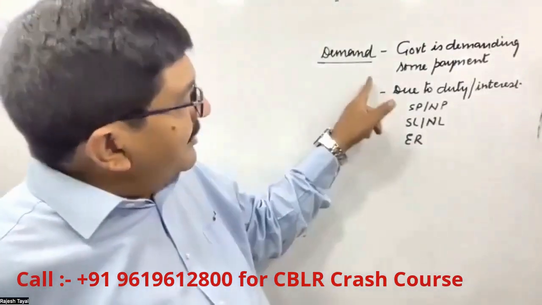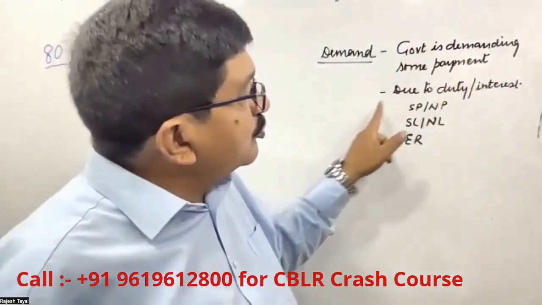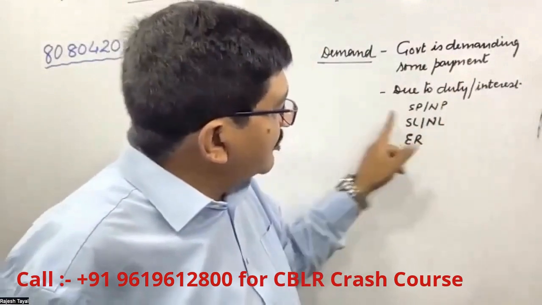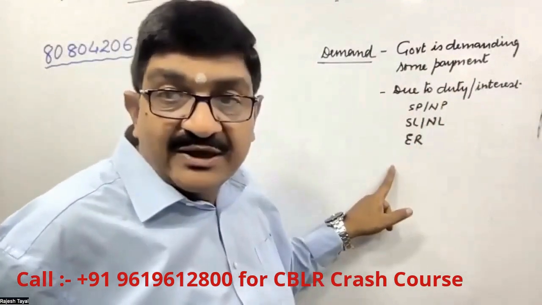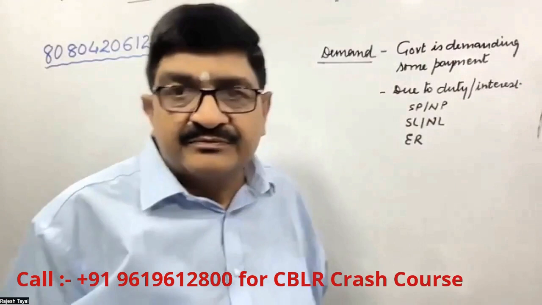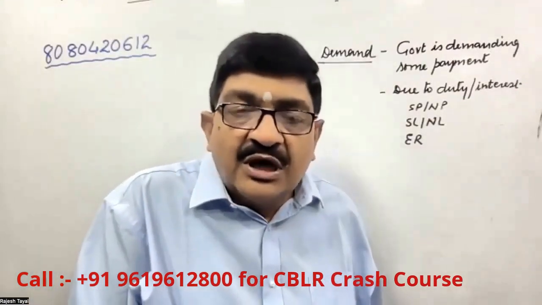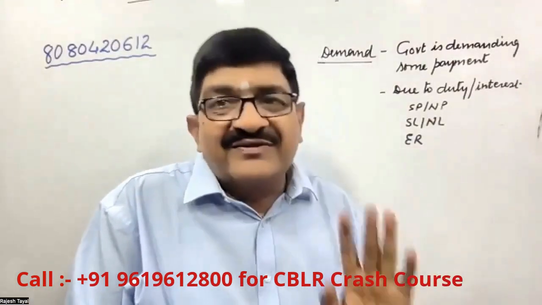Okay? So the government is demanding some payment due to duty or interest being short paid, not paid, short levied, not levied, or erroneously refunded. Okay. Now, how can this mistake arise?